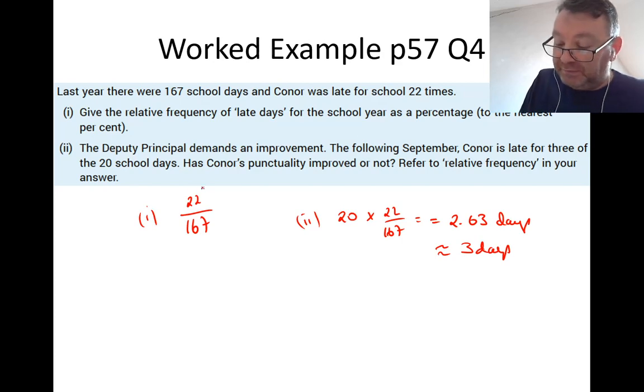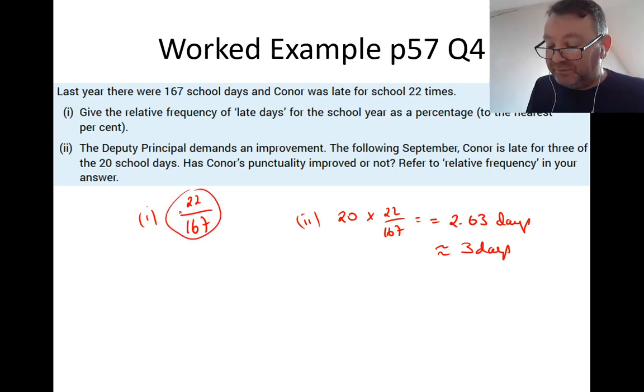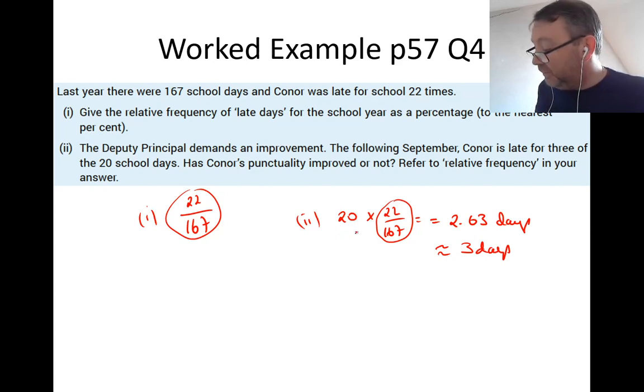His previous lateness was 22 days out of 167. We take that fraction from past data and multiply it by the number of future events, which is 20. They're the days that we're actually looking at. And 20 multiplied by 22 over 167 comes out as 2.63, which is approximately 3 days. It's perfectly in line with how late he was in the past. So, has he improved? No, he certainly hasn't improved.